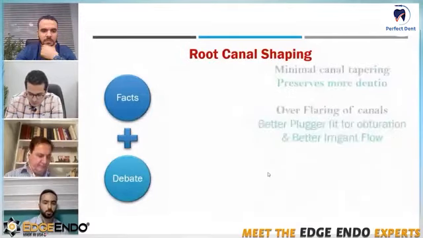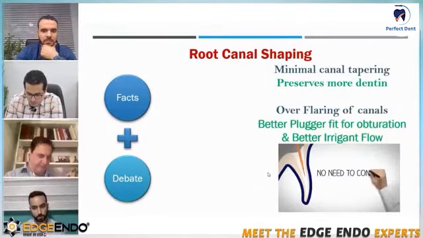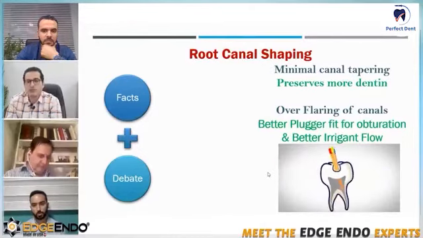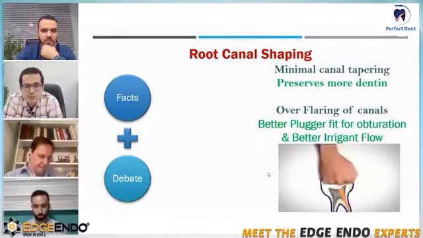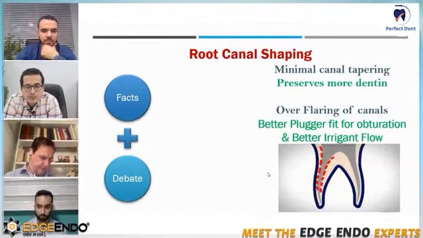Our other debate is that minimal canal tapering preserves more dentine, but over canal tapering or over flaring will provide better plugger fit or better condensation for your gutta percha and better irrigant flow, at the expense of removing too much dentine.